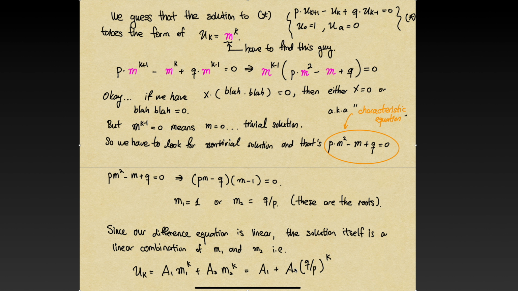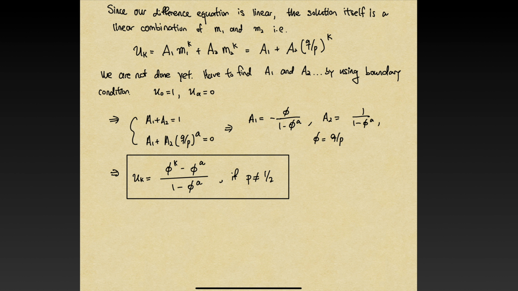So how do we find a1 and a2? Well, which information so far have we not used? We haven't used the boundary conditions. So we will be using the boundary conditions to solve for a1 and a2, and then we will be done with this problem. Using these boundary conditions, we have a1 plus a2 equals 1, and a1 plus a2 times q over p raised to the power of a equals 0. So you can solve that.